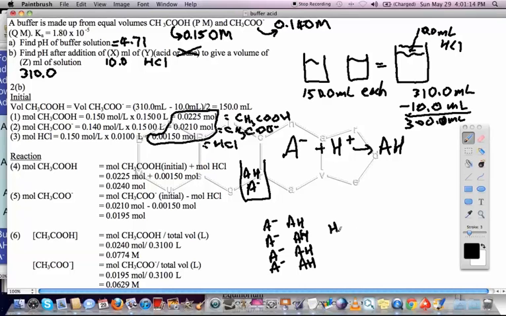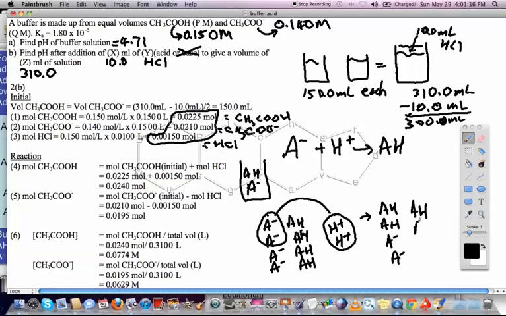And I'm going to add 2 H pluses to that solution. What's going to happen is the A minuses here will react with the H pluses here and turn them into AHs. The net effect of all of this is that the AHs have increased by the amount of H plus that we added. The A minuses have decreased by the amount of H pluses that we added. And that really is the core point of all of this.